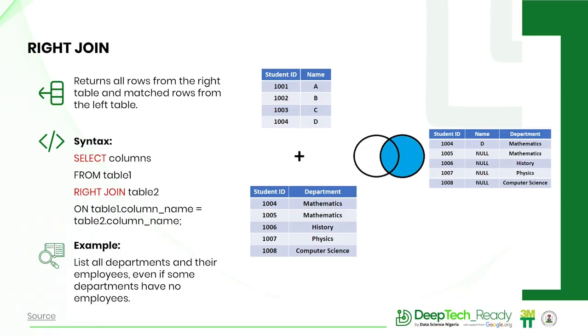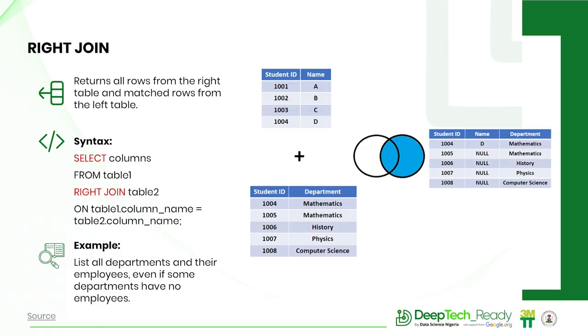So we have the syntax for that as SELECT, you specify the columns that you want, FROM you indicate the table, RIGHT JOIN your table 2, and then ON you specify the relationship that exists between those two tables. So we have table 1 dot column name equals table 2 dot column name. So these are the columns that form the relationship between the two tables.